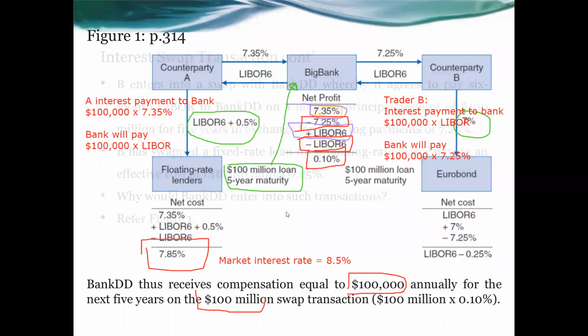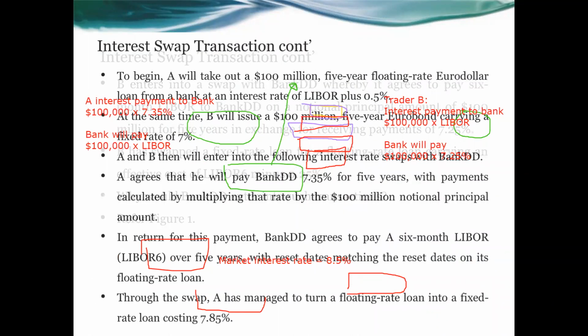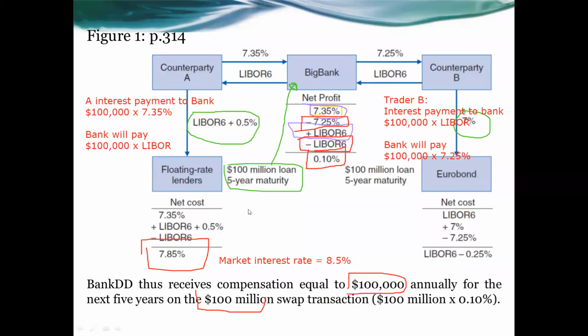Let's check this. Yes, 8.5%. Trader A can take the fixed rate at 8.5%. And here, trader B also gained the benefit. His interest rate is lesser than the LIBOR rate, minus 0.25%. His gain is with the LIBOR rate.